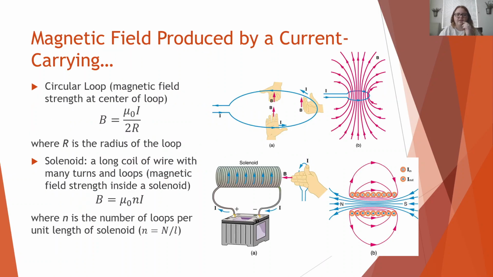Okay, so we talked about magnetic fields produced by a current carrying long straight wire, but we can also look at it in a circular loop and a solenoid. So a circular loop is going to be just what it sounds like, what we were looking at before with the torque with motors. So we have a current going along a loop of wire, and that magnetic field strength is going to be equal to mu naught times I divided by 2 times R, where R is the radius of this loop. Okay, so R would be some radius.